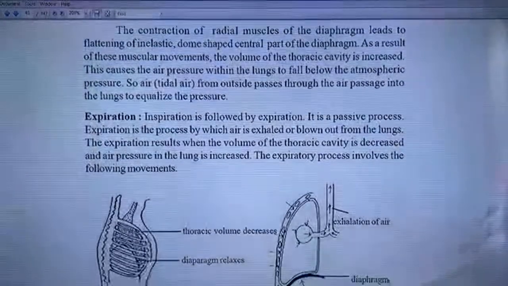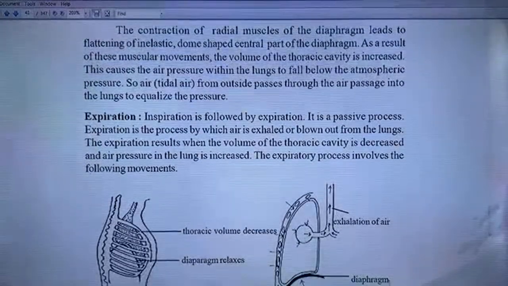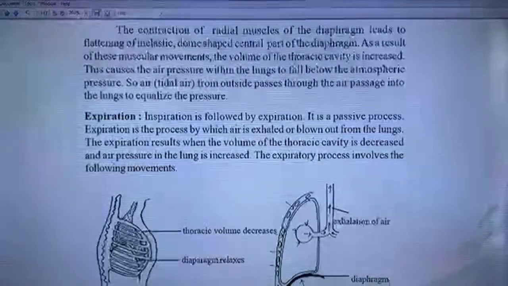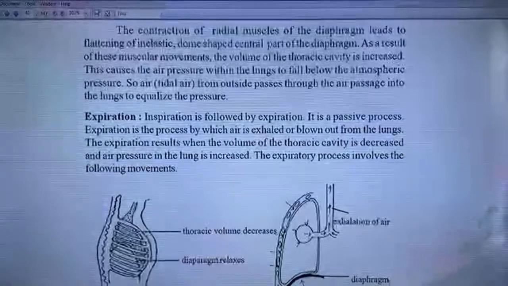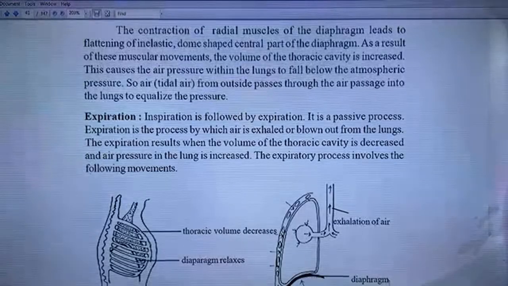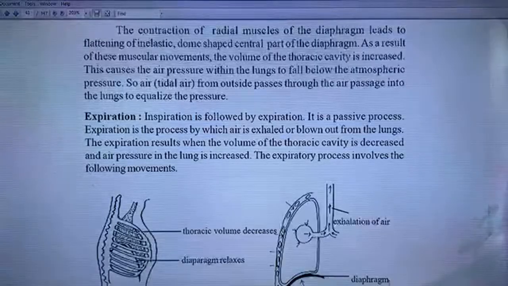The contraction of radial muscles of the diaphragm leads to flattening of the elastic dome-shaped central part of the diaphragm. As a result of these muscular movements, the volume of the thoracic cavity is increased. This causes the air pressure within the lungs to fall below the atmospheric pressure, so tidal air from outside passes through the air passage into the lungs to equalize the pressure.